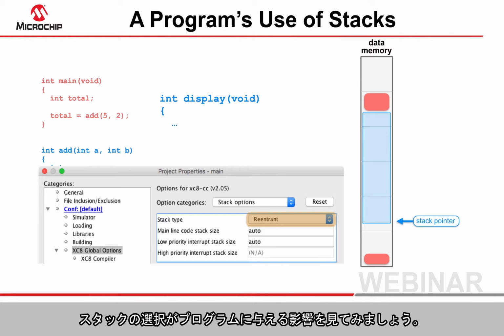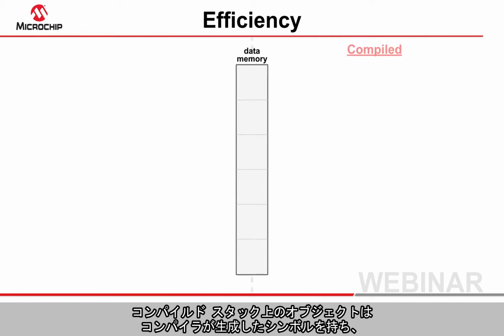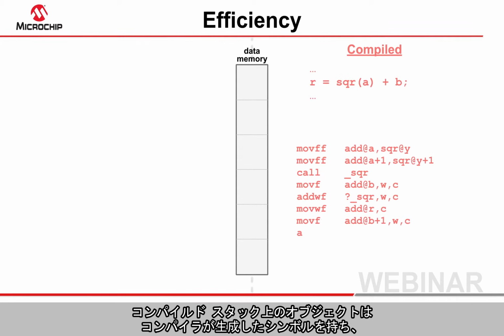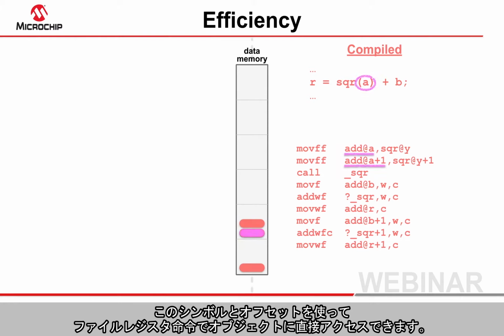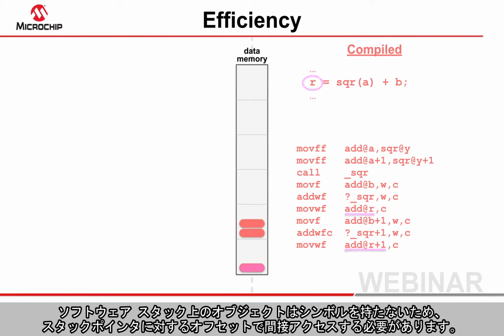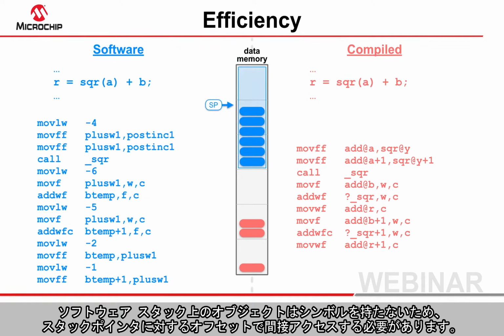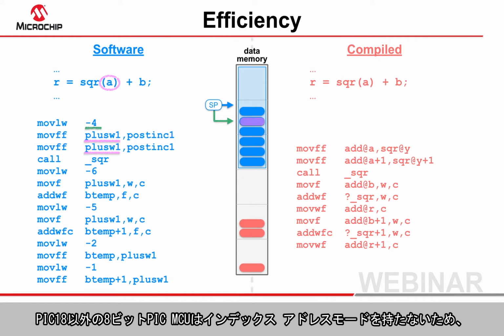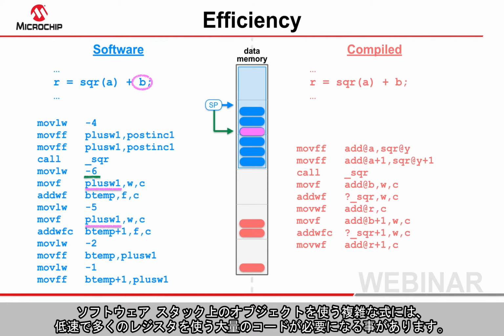Let's now look at the ways in which the choice of stack affects your program. Objects on a compiled stack have a compiler-generated symbol, and this symbol and an offset can be used to directly access the object using any file register instruction. Objects on a software stack do not have a symbol and must be indirectly accessed via an offset to the stack pointer. As there are few instructions that can access memory using this method, complex expressions using objects on a software stack can require large amounts of code that is slow and uses many registers.